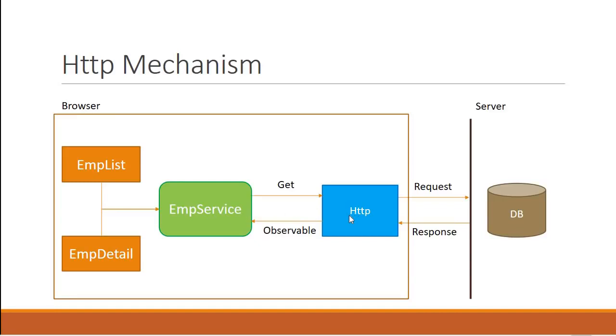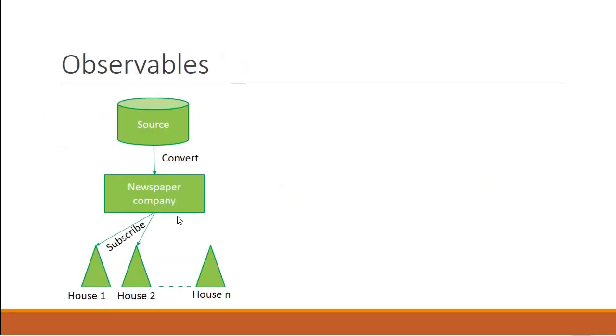So the HTTP mechanism is just two steps. First step, send the HTTP request. Second step, receive and process the HTTP response. Now this second step is where things might seem a little complicated. So let us first understand what an observable is and get a clear picture of the HTTP mechanism. To help you understand what an observable is and how to work with them, I'm going to use a very simple example of a newspaper company.